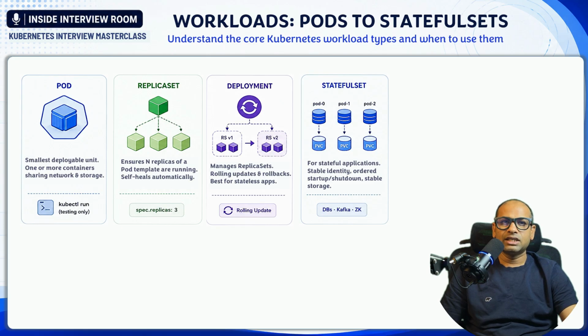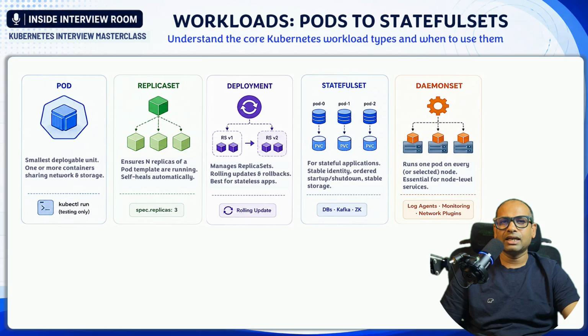StatefulSet, this is for stateful apps. It gives each pod a stable identity, predictable names like myapp-0, myapp-1, ordered startup and shutdown, and stable storage per pod. This is what you reach for when identity and order actually matter, in the case of databases, Kafka, Zookeeper. DaemonSet: this runs exactly one pod on every node, or every node you select. It's for node-level services, a log agent, a monitoring agent, a network plugin. When a new node joins the cluster, the DaemonSet pod shows up there automatically.